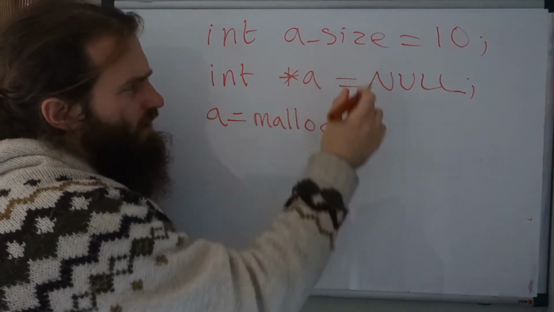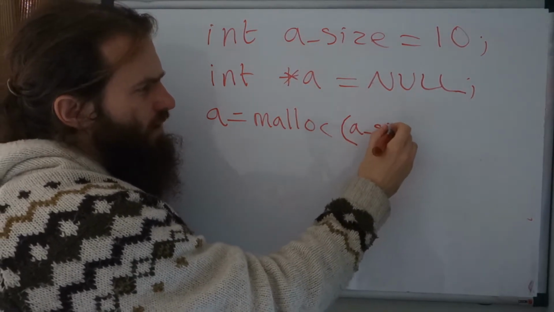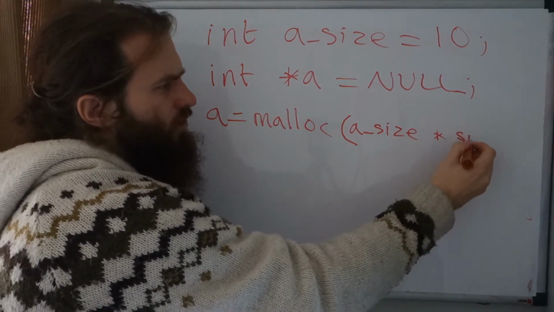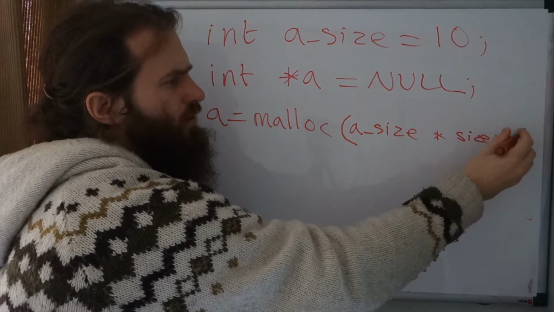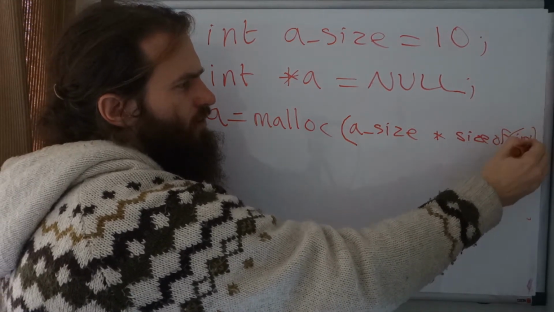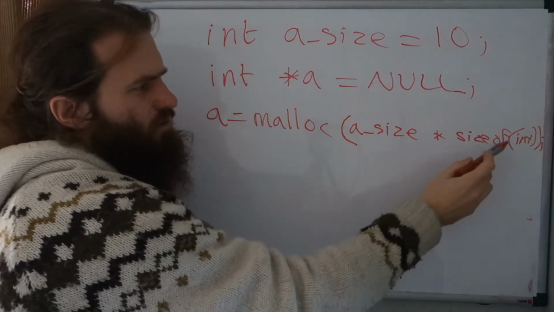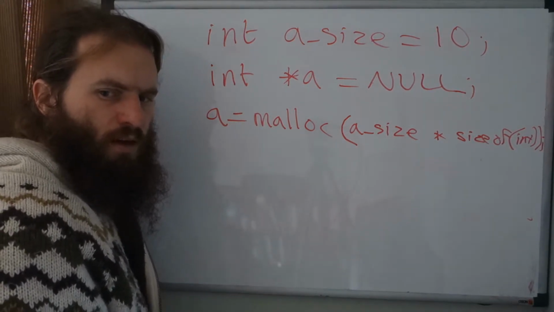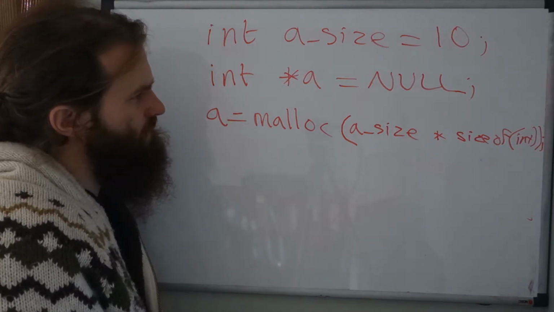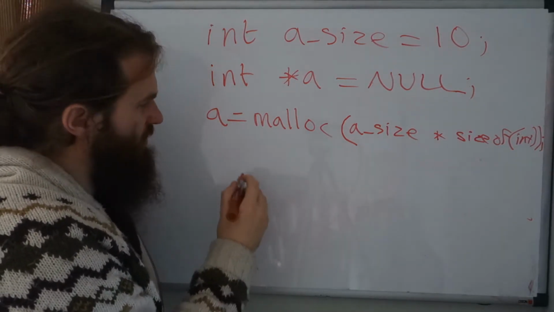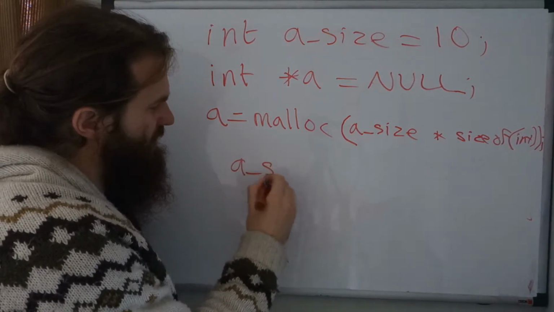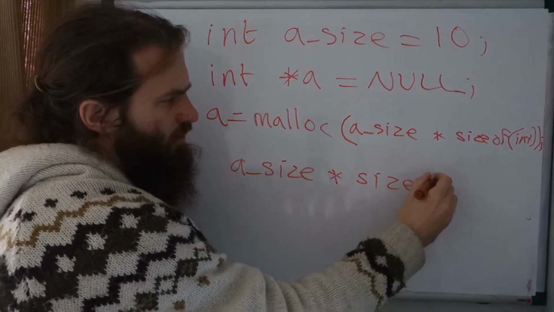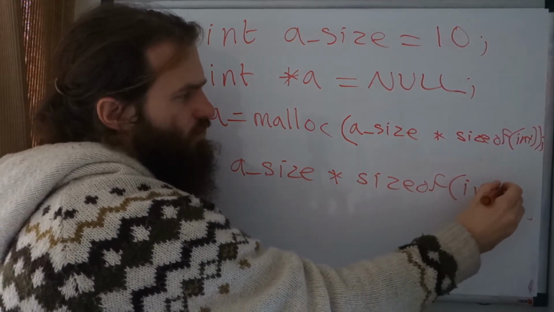Then we're going to have our size, A underscore size, times sizeof int. And then there are two brackets there to close off the sizeof and close off the malloc call. If that isn't clear, I'll just write what's in the bracket there. We've got A size times sizeof, one word, int. That's what's inside the bracket.